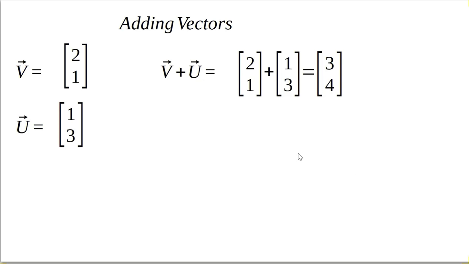Now we can add 2 vectors together. Imagine we are given the vector v as this and the vector u as this. We can add these 2 vectors by just adding the x components and the y components. For our example, we have v is 2, 1, and u is 1, 3. So you add the x components, you get 3, and the y components, you get 4.